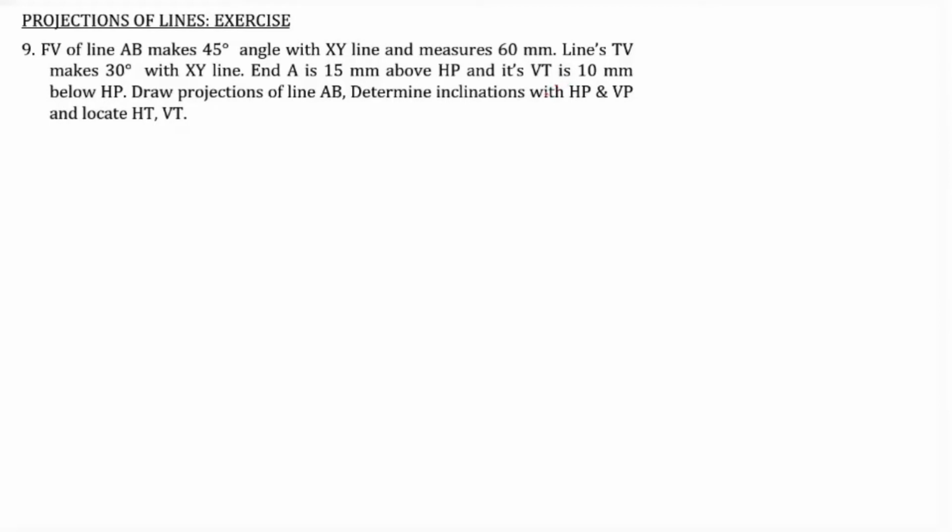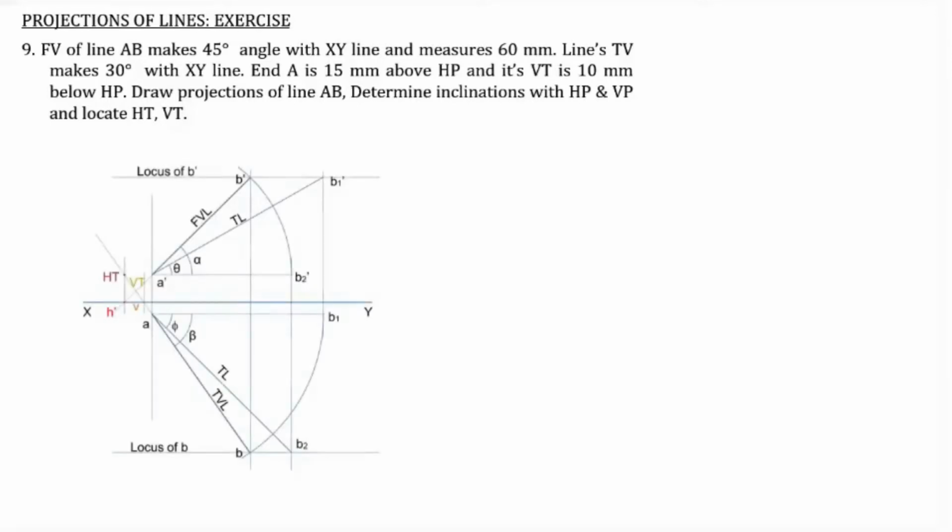So there is a slight difference. It is the vertical trace, not the end A, that is given. So vertical trace is 10 millimeter below the HP. Now what we have to do is draw the projections and then determine the inclinations with HP as well as VP and locate the HT and VT. So let's first see the base figure and mark the dimensions.